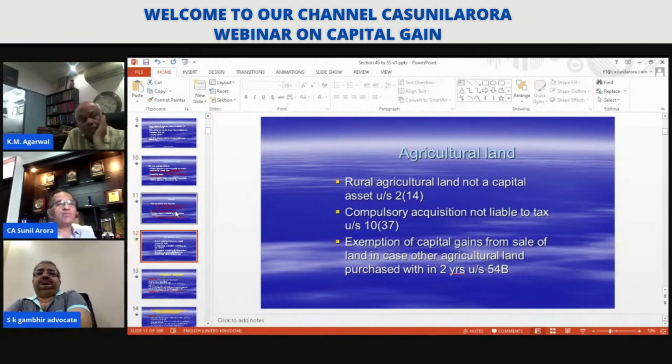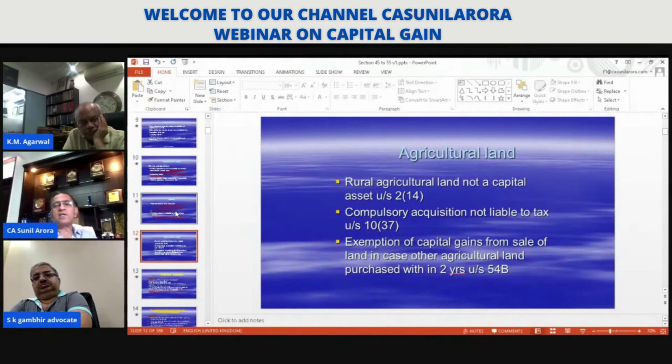Section 10(37) provided, we'll discuss 10(37) at length. And then there is another provision that if you have sold agricultural land and you purchase another agricultural land within a period of 2 years, then there is an exemption provided under section 54B.